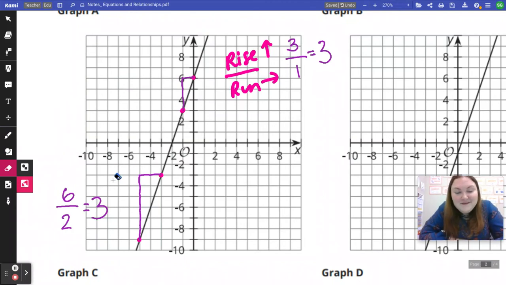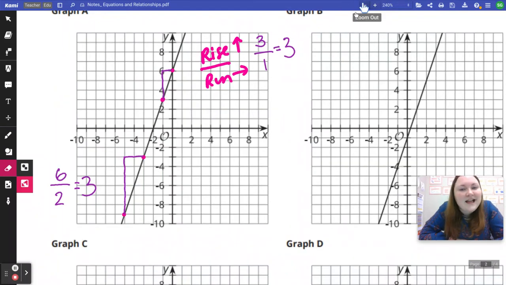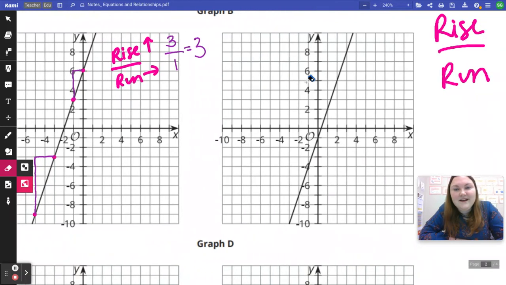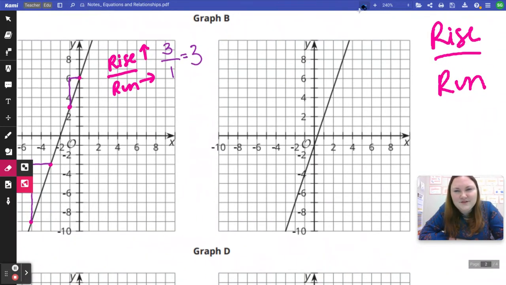If we do that same thing for some of the other graphs, we can figure out which lines do have a slope of 3 and which lines don't. So if I come over here to graph B, if you weren't able to do this earlier, pause the video and see if you can find out what the slope of graph B is.